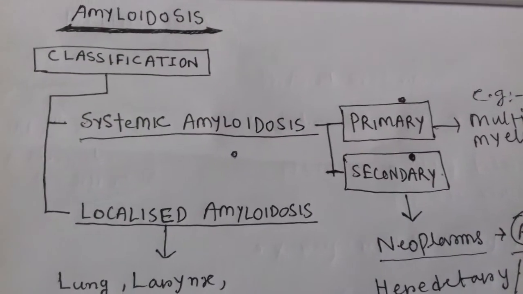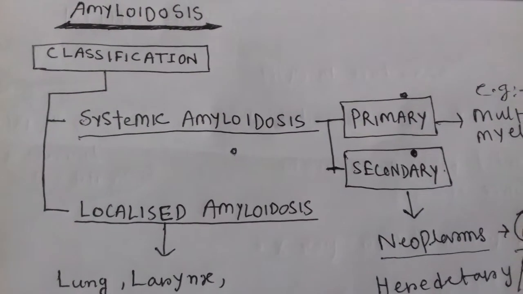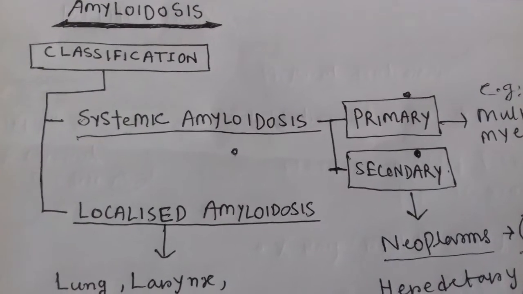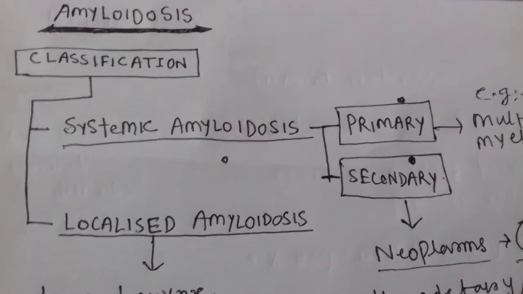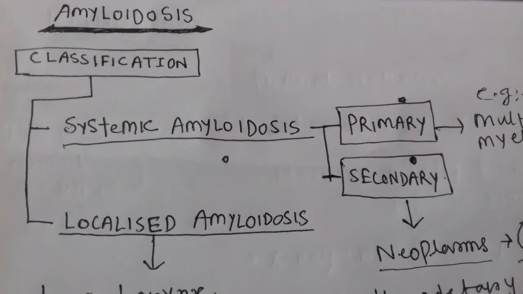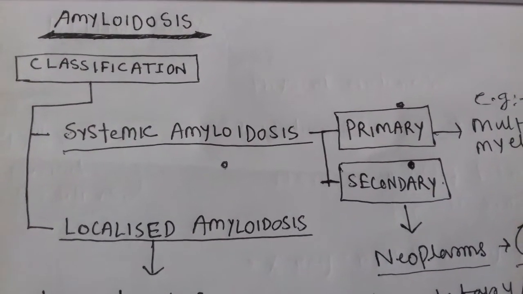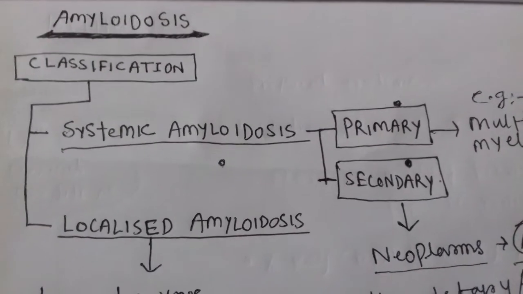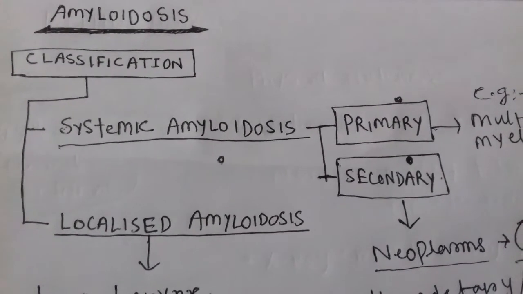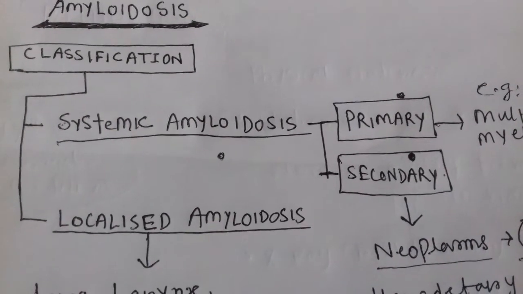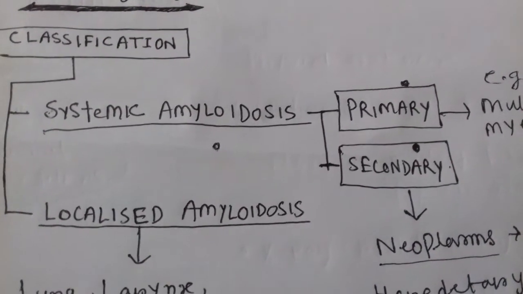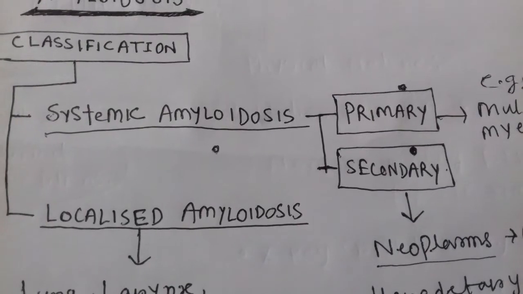Hello guys, now we are going to talk about amyloidosis. Actually, it is the deposition of amyloids in extracellular spaces due to some clinical conditions in organs and tissues. So we are going to discuss the classification of amyloidosis. It is classified in two types, that is systemic amyloidosis and localized amyloidosis.